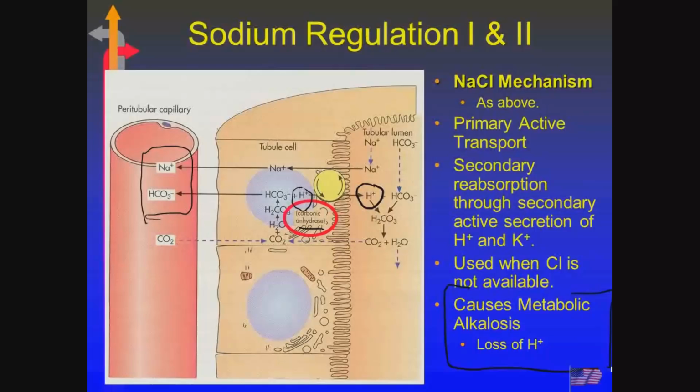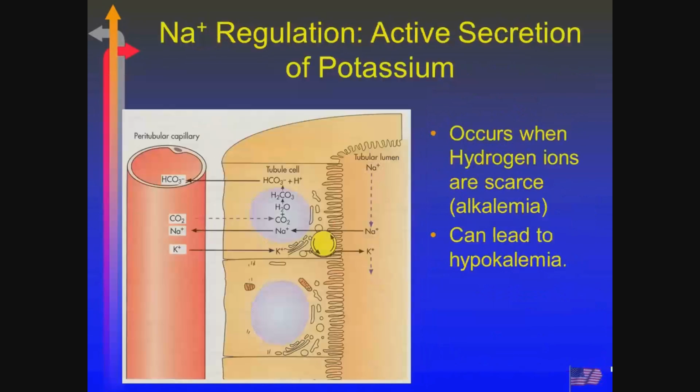So primary way, sodium chloride. Secondary way, sodium bicarbonate when we don't have enough chloride, and we can give up the hydrogen ion. And then there's a third mechanism where we're sacrificing potassium if I don't have excess hydrogen ions available. Let's say I already have an alkalemia for some reason or other. I can't give up the hydrogen ion. I want to reabsorb the sodium.